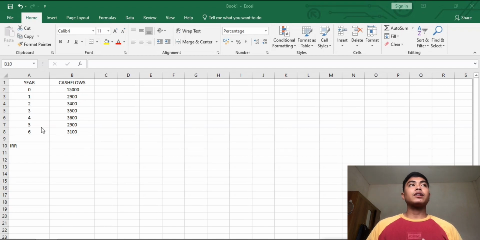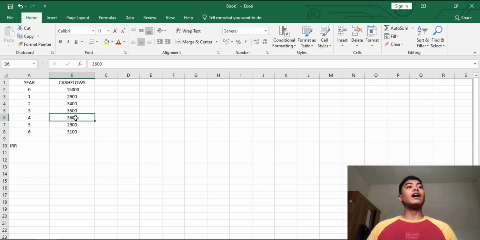This next one is more commonly called the internal rate of return, or IRR in short. So we are computing the internal rate of return, as I said, from the preceding years' cash flows. To demonstrate, we have here given from year 0, which we invested 15,000 pesos. Then year 1, we got 2,900. Year 2, 3,400. Year 3, 3,500. Year 4, 3,600. Year 5, 2,900. And then year 6, 3,100.